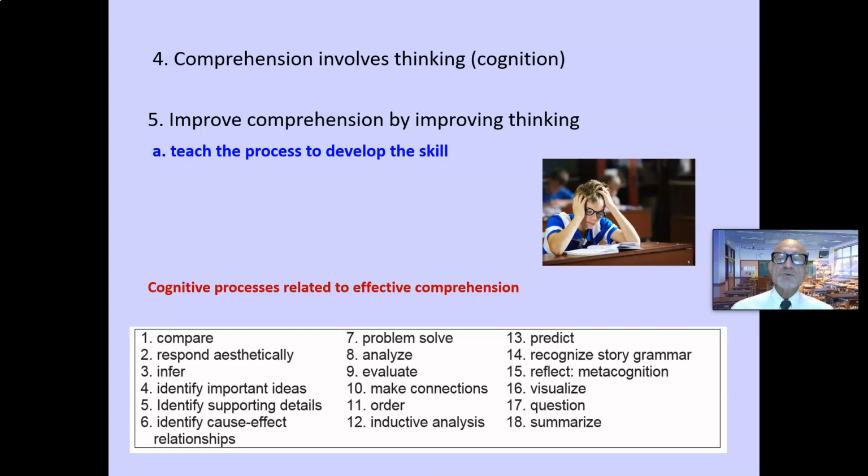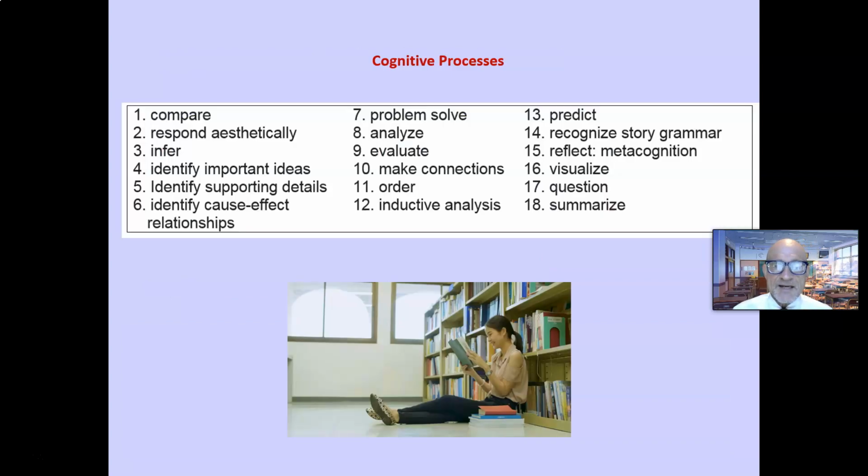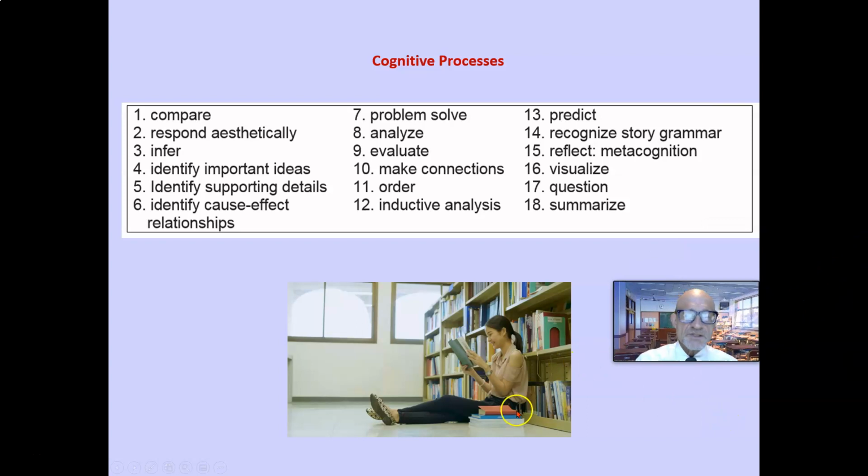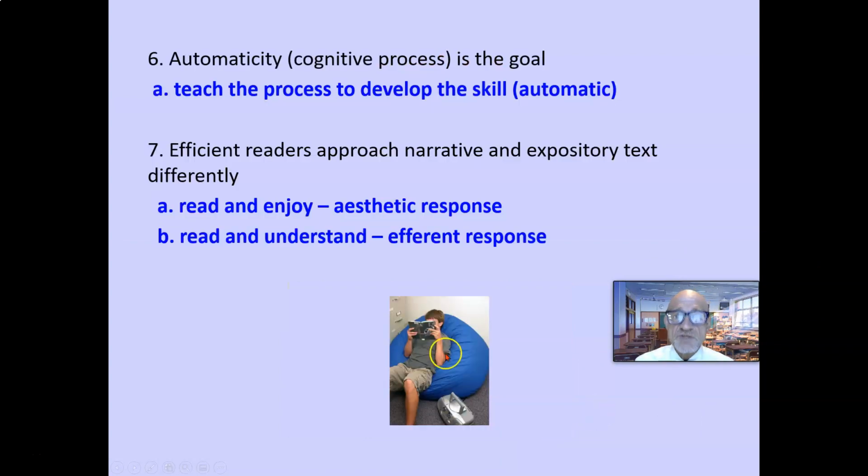Therefore, to improve comprehension, we improve thinking. We teach a cognitive process to develop the skill. And these are all cognitive processes that can be broken down and taught. We teach the process to develop the skill. The skill is something we do automatically, and I'll look at that a little bit more later. But these are all different cognitive processes, and we are going to look at just a few today.